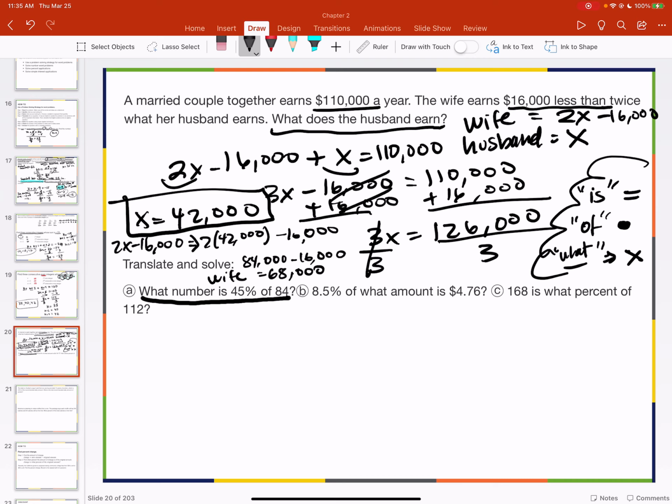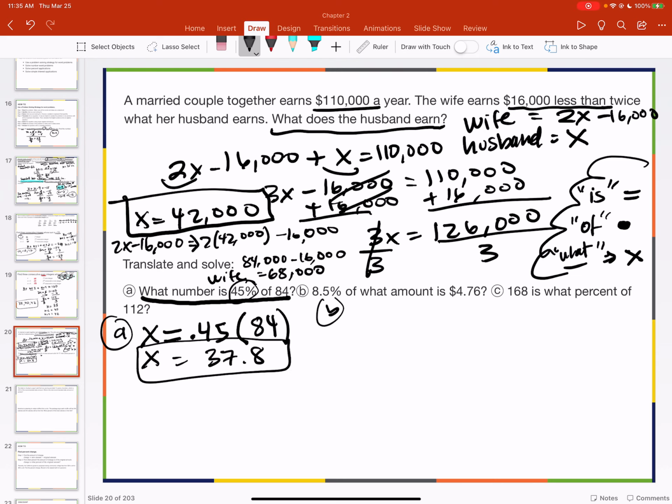So for A, we have what number, so that's X, is, then put your equal sign, 45%, but we need to express that as a decimal, of, meaning multiplication, 84. So see how nice that was? Super easy. We're just directly translating. So 45% of 84 is just 0.45 times 84. So the number is 37.8.